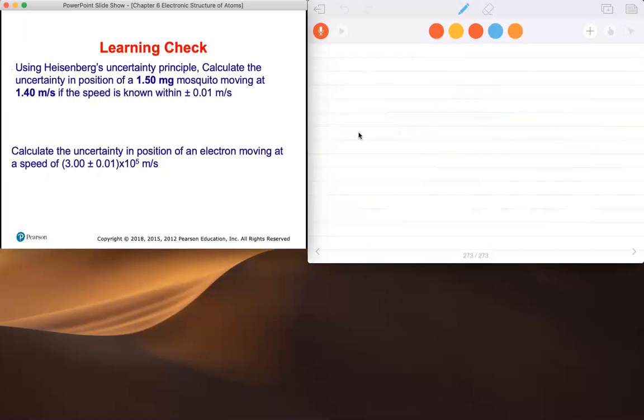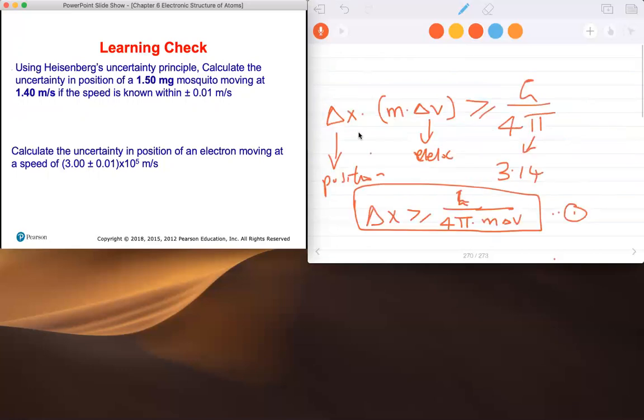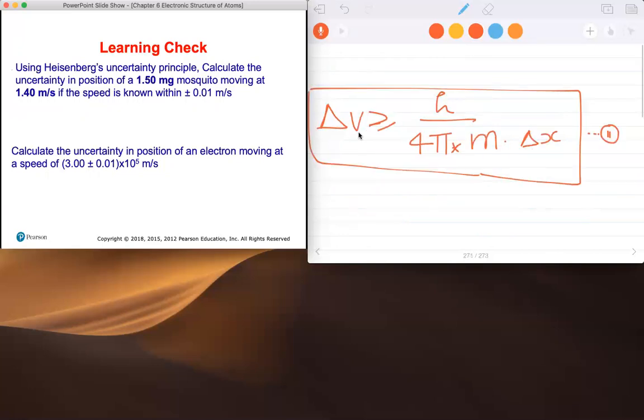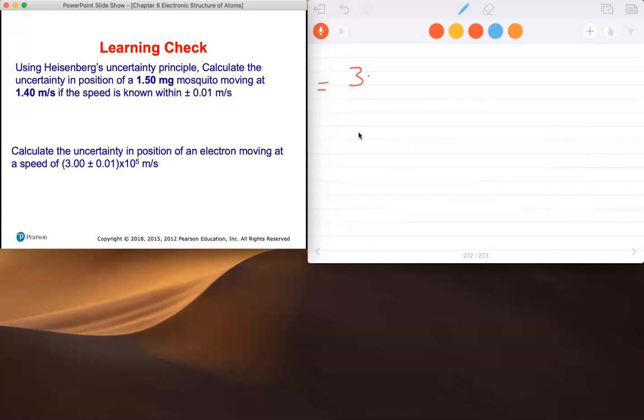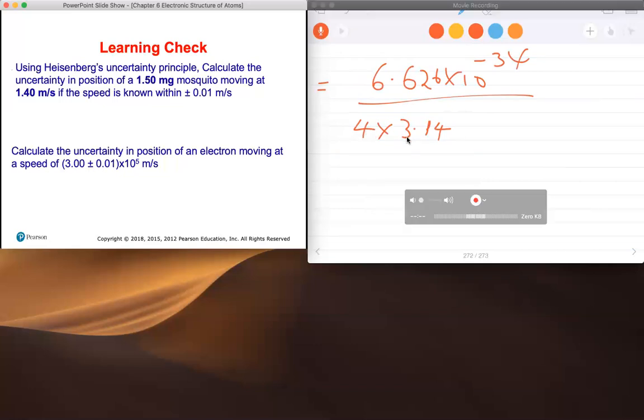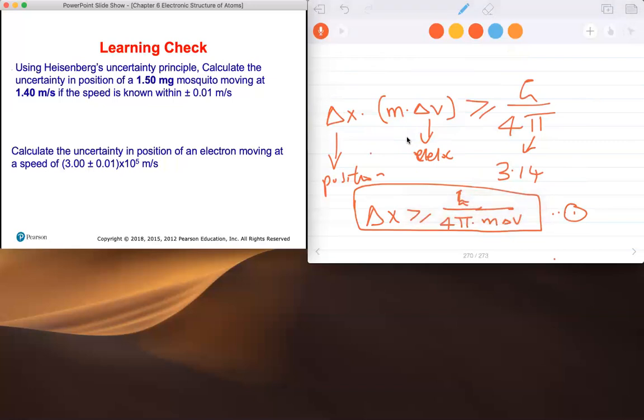Using the Heisenberg uncertainty principle, calculate the uncertainty in position. So this is the equation. You rearrange the equation to get this. This is what we are going to use, equation 1. Planck's constant is 6.6 times 10 raised to negative 34, over 4 times 3.14. These are constants given in this equation. 4 pi, I have right there, times mass times uncertainty in velocity.